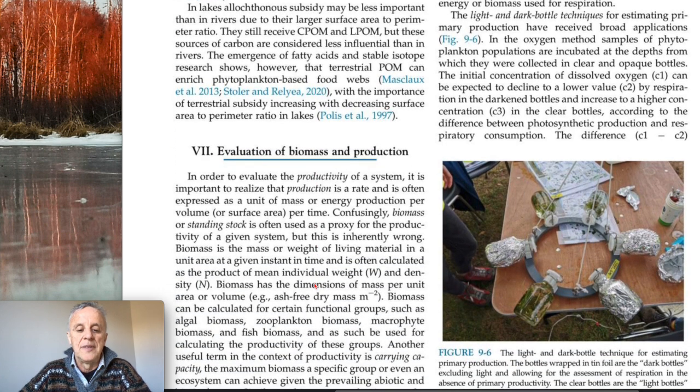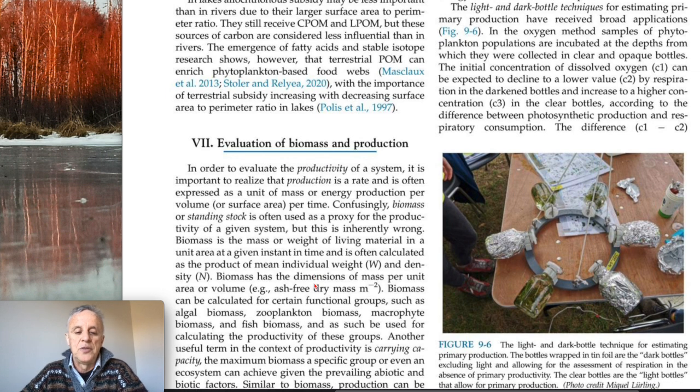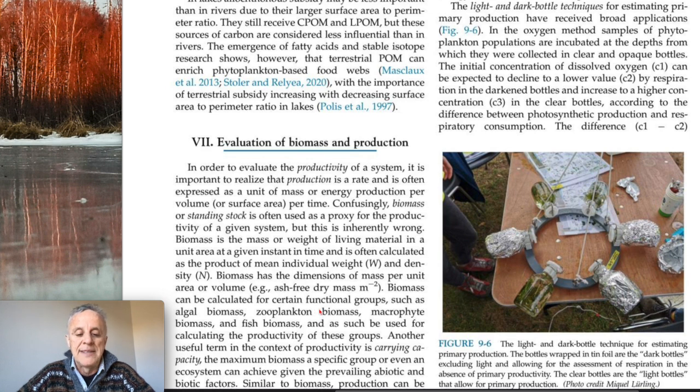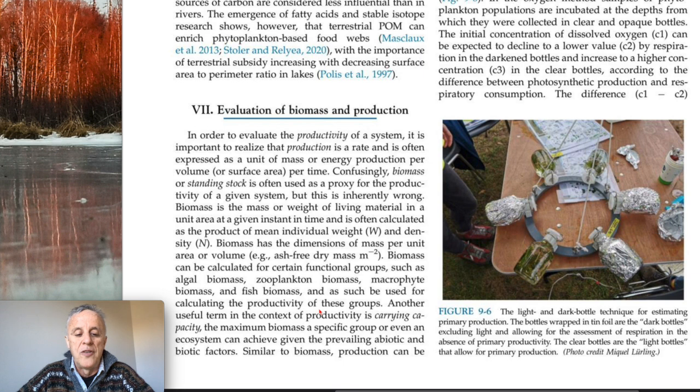In order to evaluate the productivity of a system, it is important to realize that production is a rate and is often expressed as a unit of mass or energy production per volume, per time. Confusingly, biomass or standing stock is often used as a proxy for the productivity of a given system, but this is inherently wrong. Biomass is the mass or weight of living material in a unit area at a given instant in time, and is often calculated as the product of mean individual weight, W, and density, N. Biomass has the dimension of mass per unit area or volume.